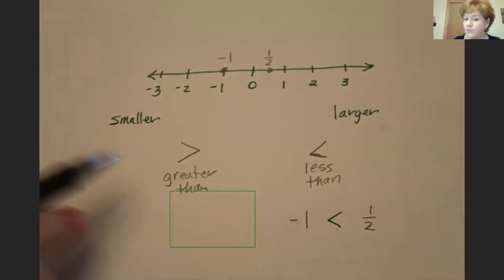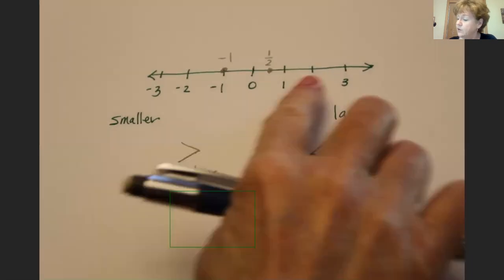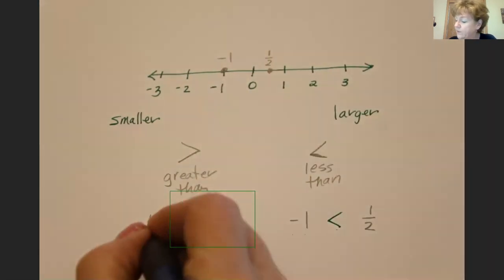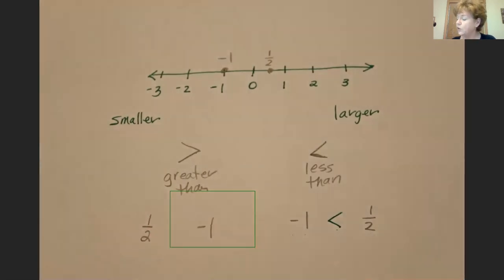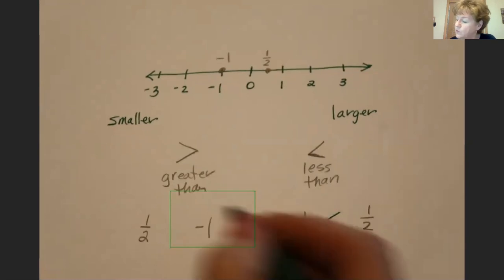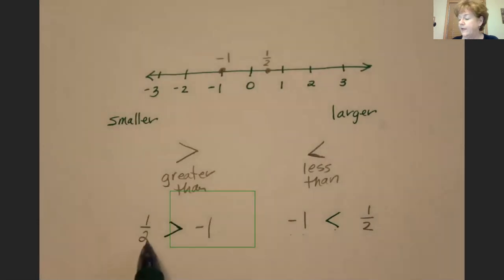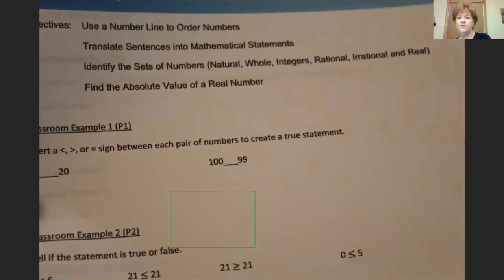But if I wanted to represent the same information using the greater than sign, as we look at this number line, 1/2 is actually bigger than, or greater than, -1 because it's further down to the right on the number line. So remember, the arrow always points to the smaller number. So we would write this as 1/2 is greater than -1. That's a true statement. -1 is less than 1/2 is also a true statement.